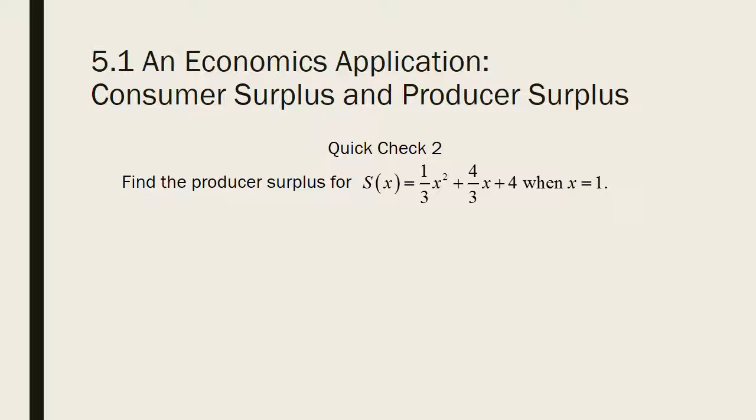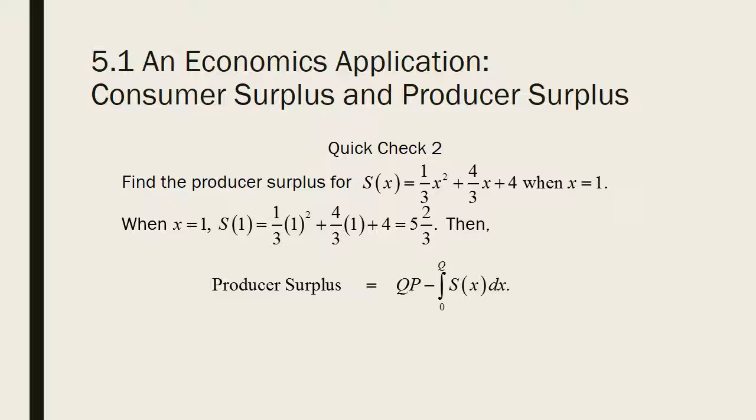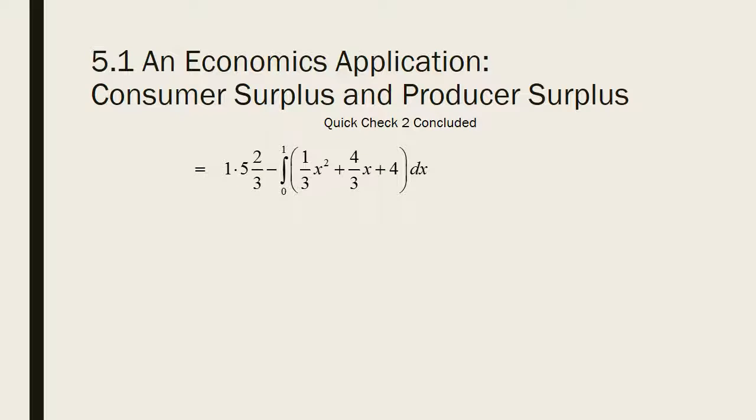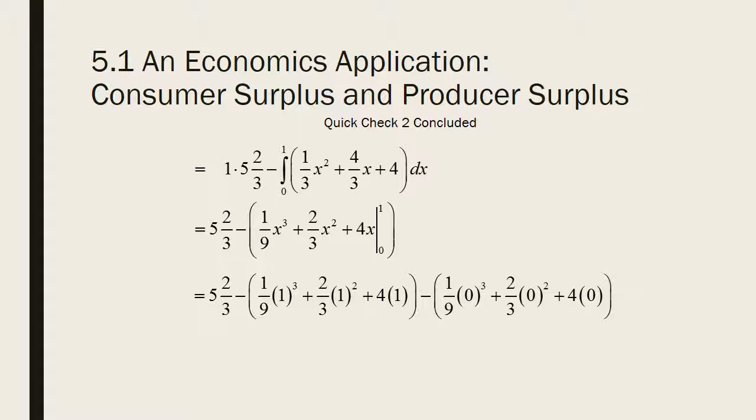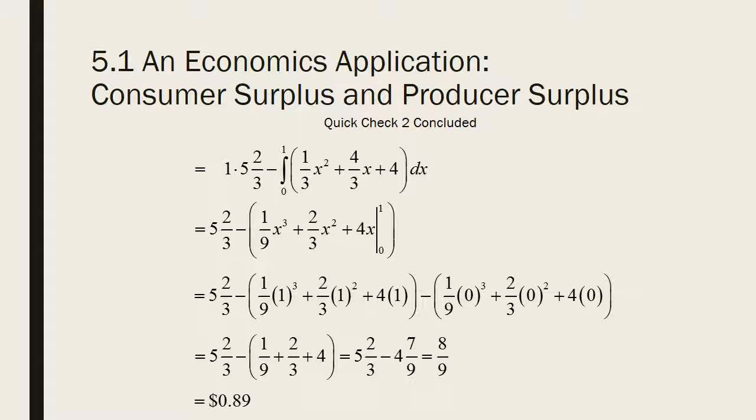Now try this one. Pause the recording, give it a try, and resume to check your answer. Okay, we get that when X is 1, our price is 5 2/3 or $5.67. But don't round it to that until the end of the problem. Putting everything into the formula should look like this. And continuing, take the antiderivative, take the integral, put the numbers in, and we get 8/9, and now you want to go ahead and convert it to a decimal and round it: 89 cents.